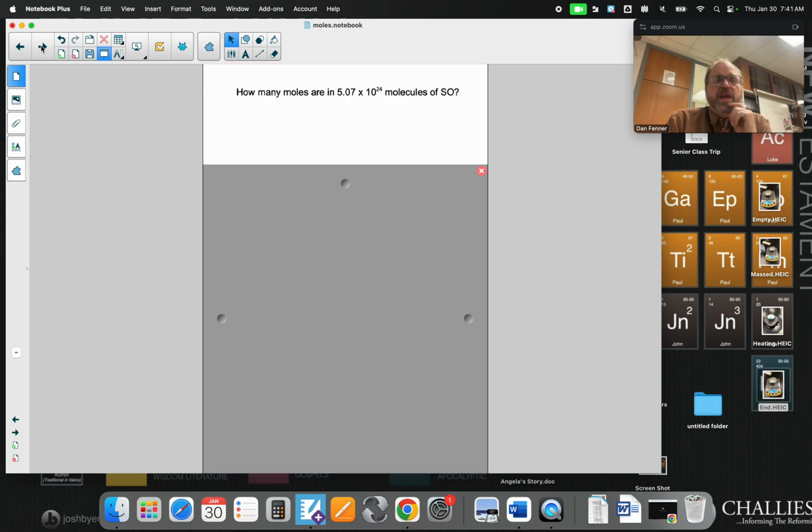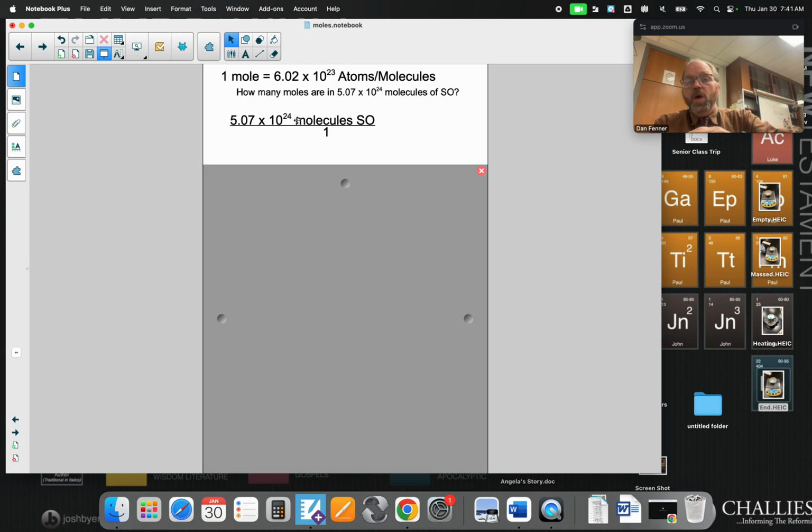All right, here's a problem. How many moles are in 5.07 times 10 to the 24th molecules of SO? So we take our given and put it over 1. Our equality is 1 mole is equal to 6.02 times 10 to the 23rd atoms or molecules. This is molecules. Now, remember when we do unit conversions, what we have goes on the bottom and what we want goes on top. That way, it's still 1, and we're going to cross things out. So the molecules cross out. Multiply through; for sig figs we're going to use 5.07. The answer is 8.41 moles.